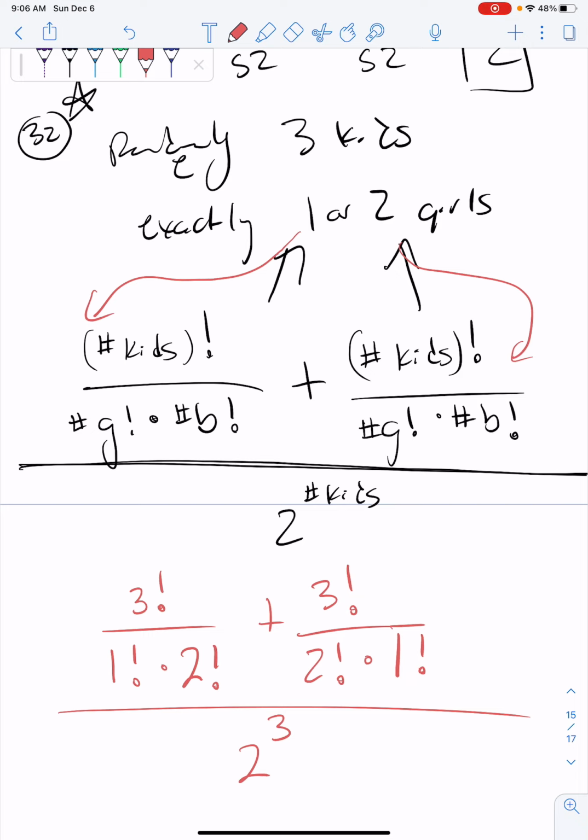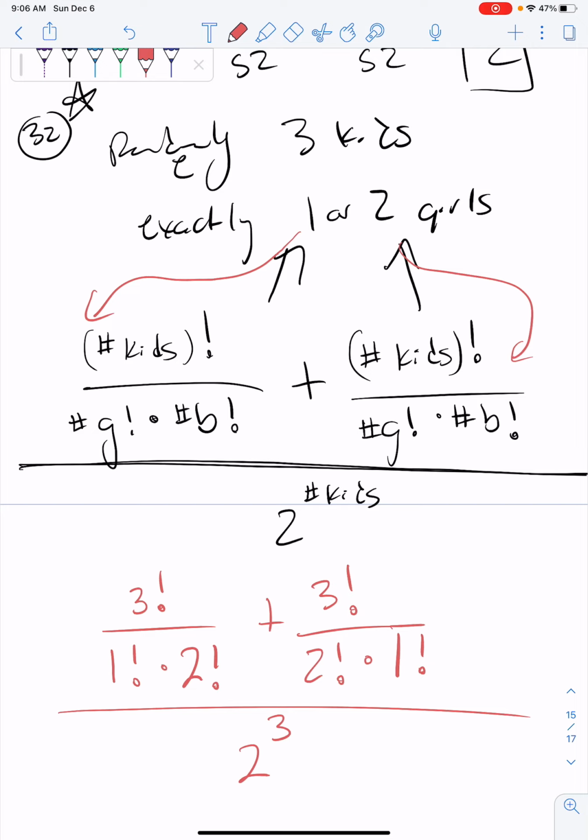Because look at how easy these numbers are. 1 factorial is just 1. 2 factorial is just 2. 3 factorial is just 2 times 3. So if you have a small number of kids, this is a really easy problem to do in your head or to do by hand.